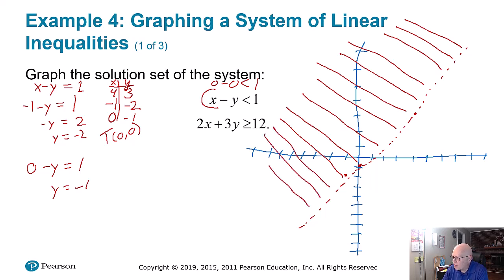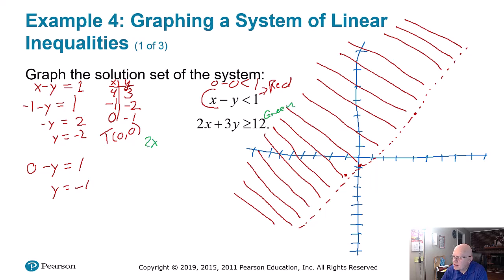Okay, that's my red region. All right. Red for the first inequality. Now I'm going to switch to another color. And let's see, what do I choose? Maybe a green for the next one. So I'm going to make this one green.